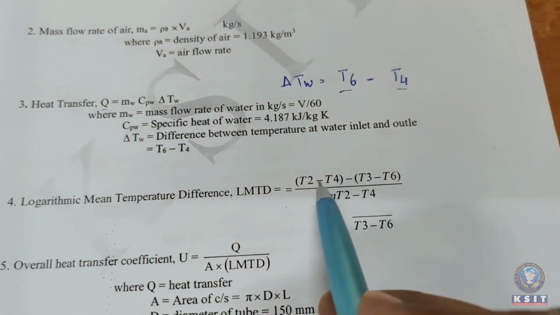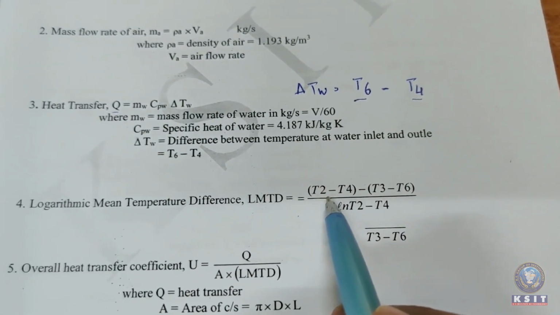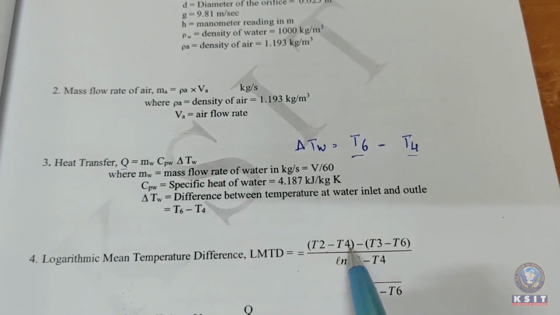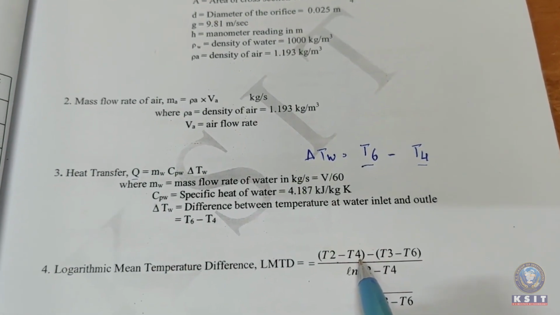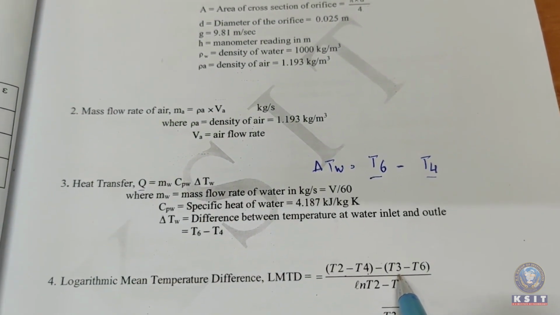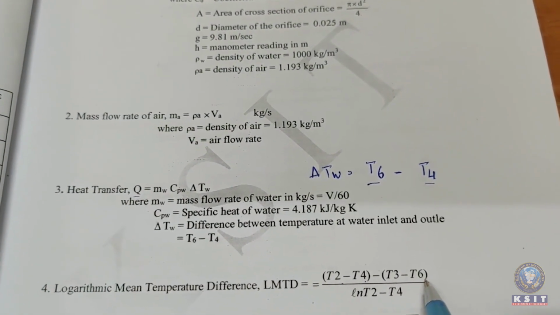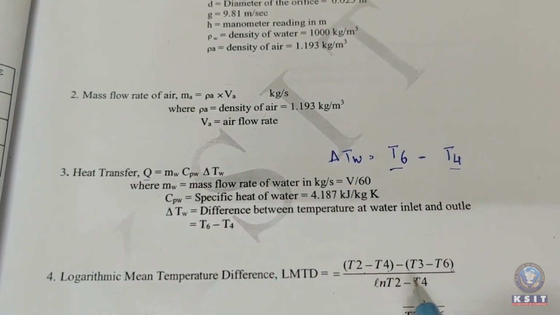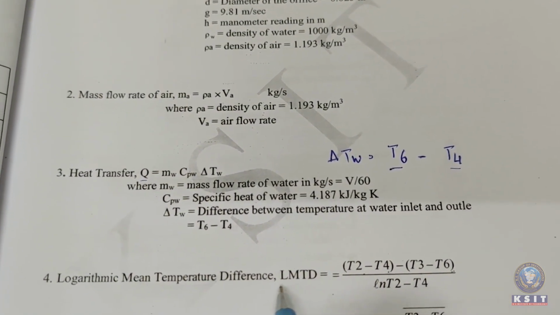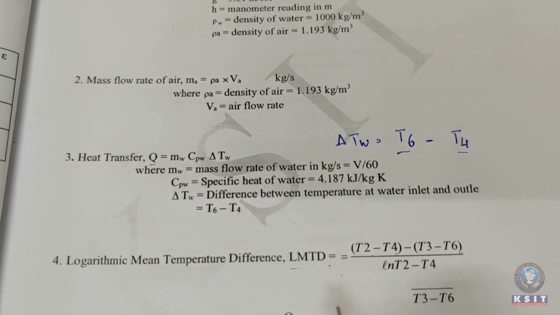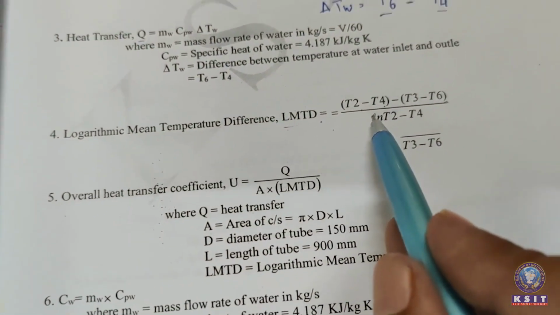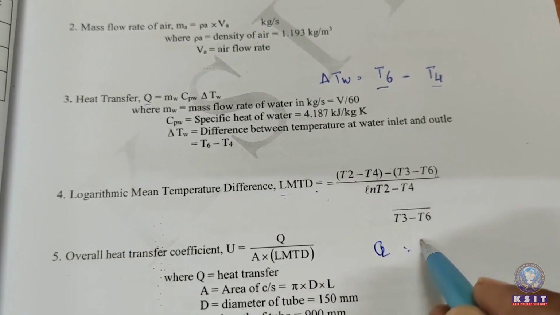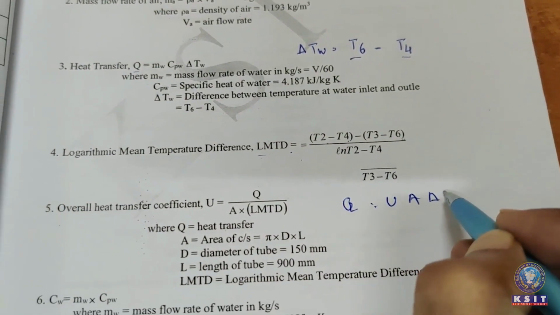So you know the T2 temperature, that is the hot fluid inlet temperature, and T4 is the cold fluid inlet temperature, and T3 is the hot air exit temperature, T6 is the cold water exit temperature. So you know all the temperatures, you substitute and you calculate the log mean temperature difference. So once you know the log mean temperature difference, you have the formula Q equals U A delta T_lm.